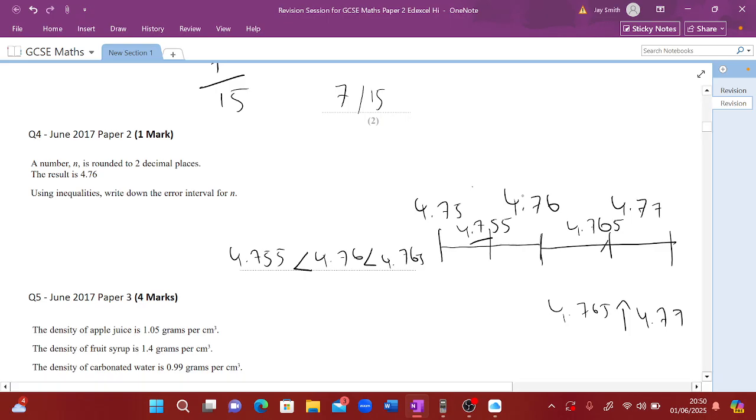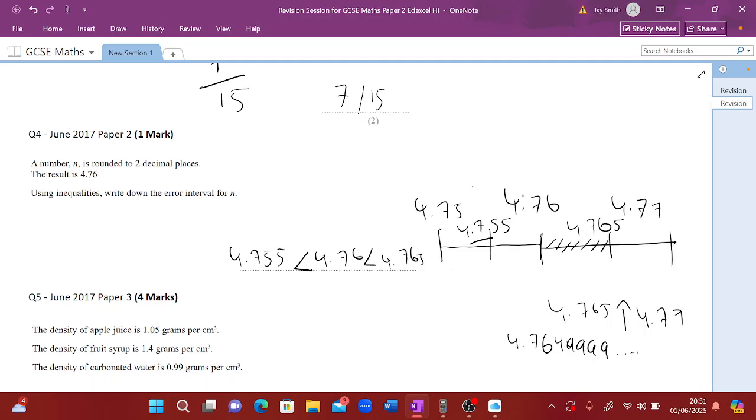However, every number before it will, because the next number down will be 4.7649999, and so on, which we cannot write down. It goes on forever. But that will round down. So every number before it will round down. So every number has to be less than 4.765.